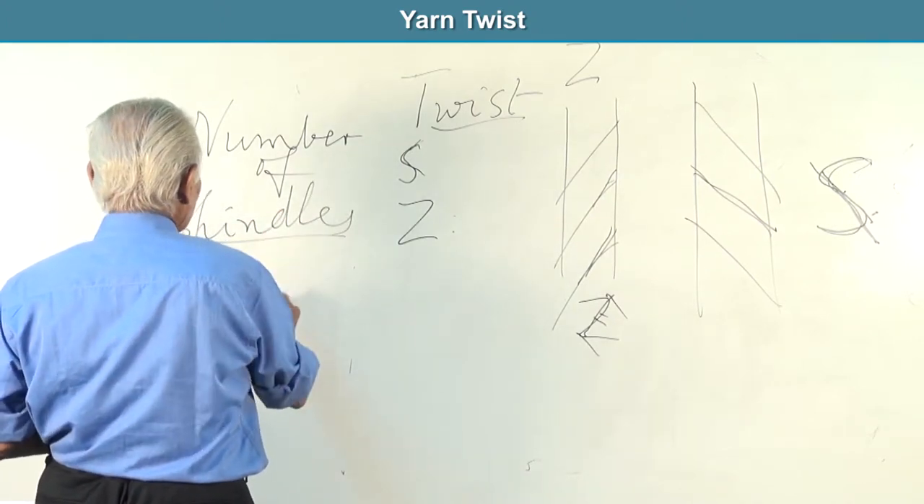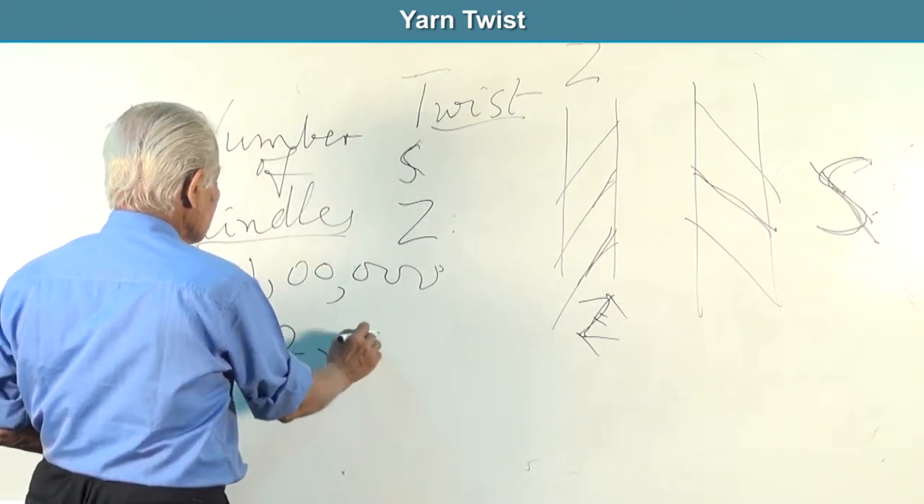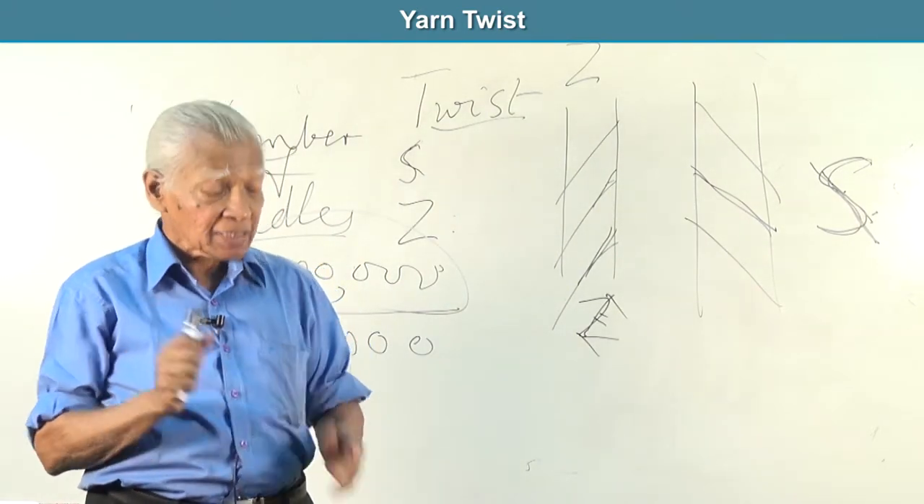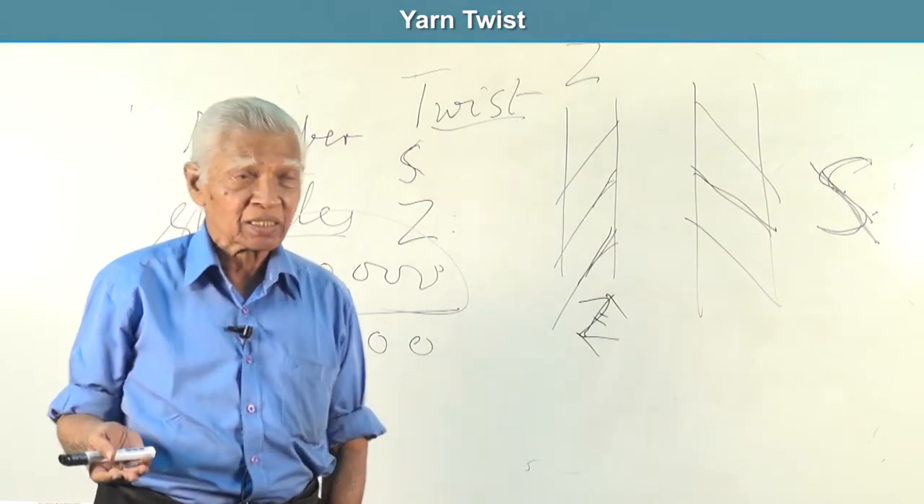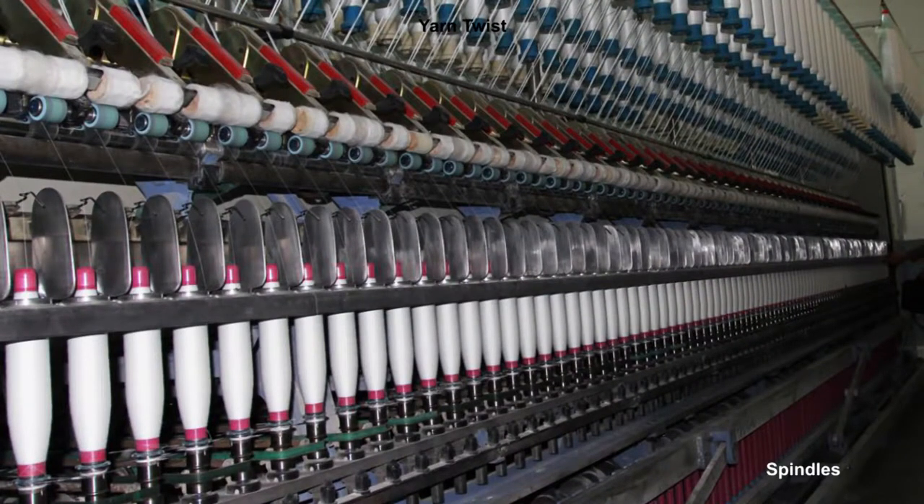If a mill has 1 lakh spindles and another mill has 12,000 spindles, the first is a very big mill. So the size of the mill is decided by the number of spindles it has. In our country, we have mills in which the spindles are highly varying. Maybe where a mill is started, they have 12,000 spindles and later it may be expanded to 50,000 or up to a lakh, depending on the type of business they make. If it runs successfully, there will be an additional number of spindles.